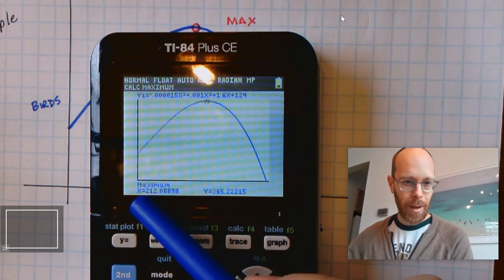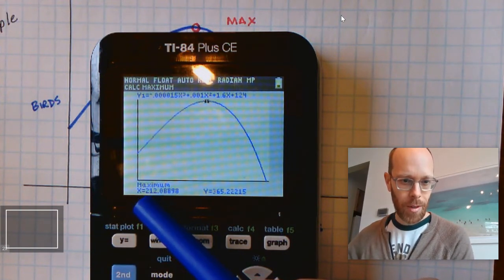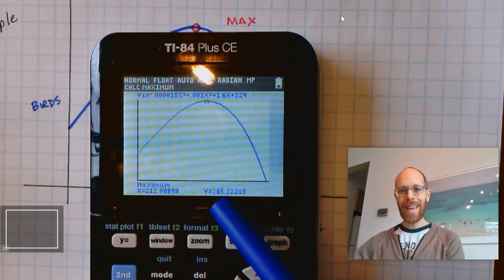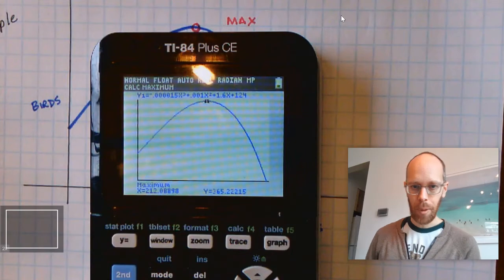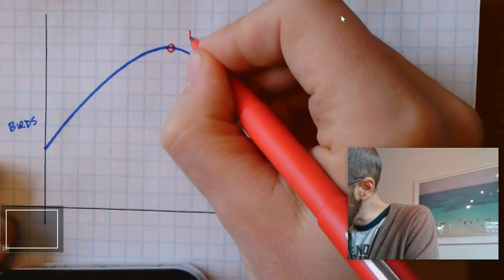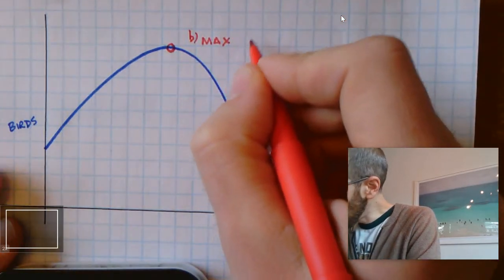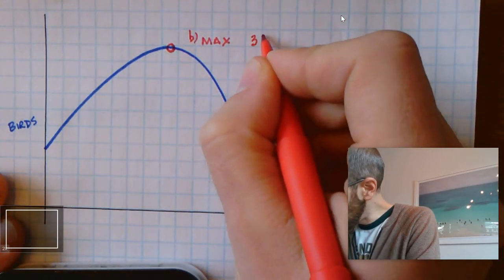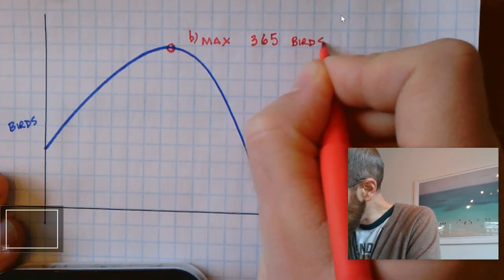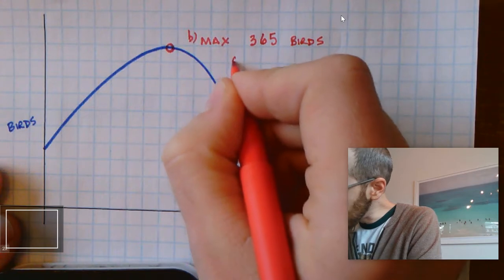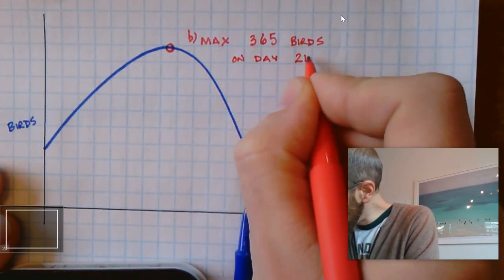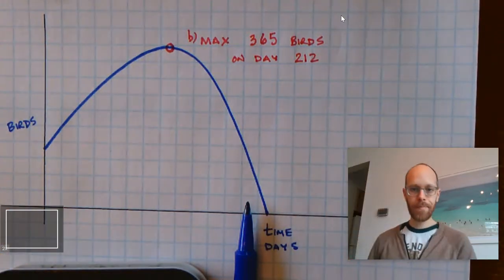The maximum occurs on day 212, and that maximum is this number. Now, you can't have 0.222 of a bird, so I'm going to say that our max, by the way, this is the answer to part B, is 365 birds. And if it asked us for the day, I would say on day 212 of the year.